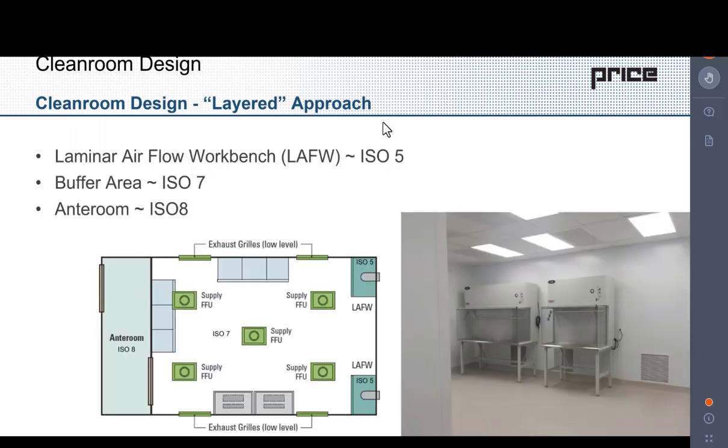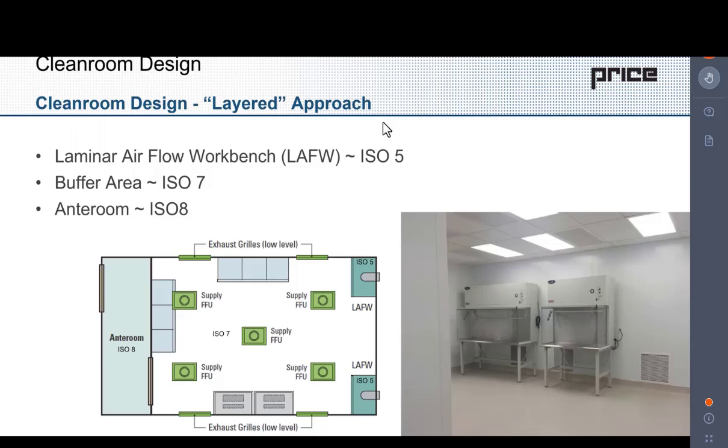Now, how this might look is something like this image we're looking at now. So in this area, the only part of the cleanroom that requires ISO 5 is within the laminar airflow workbenches. Now, within those benches, they're going to have increased airflow in comparison to the room that they're situated in. That's what we call the buffer area. Now, that buffer area is only requiring ISO 7, so we don't have to have as much equipment and as much airflow as if we had just designed the entire area as an ISO 5. And finally, the ante-room only requires ISO 8, so it requires even less equipment and airflow than the buffer area.